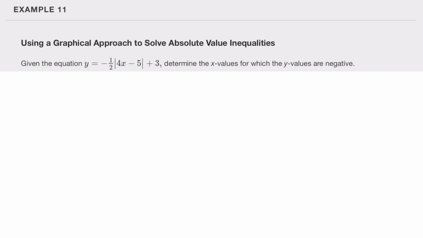So let me see. Given this equation, determine the values of x for which the values of y are negative. So we want this to be what? We want y to be less than 0.